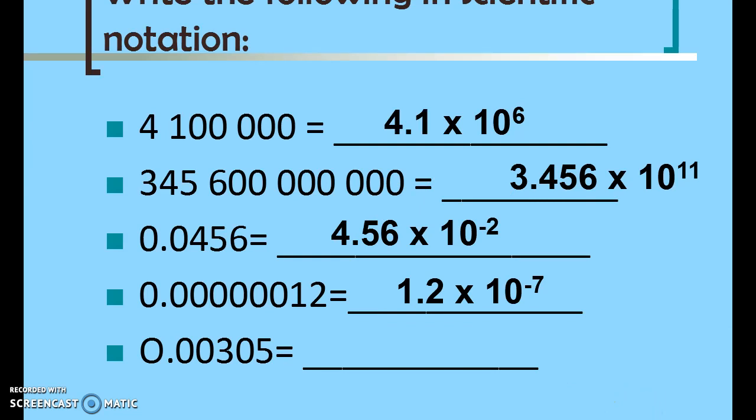And our last one, I hope you've had a chance to do that one. We're going to move this to the right as well because this is a number that's less than 1, and we'll also need a negative exponent. So that's 1, 2, 3. So I'm going to say 3.05 times 10 to the negative 3.